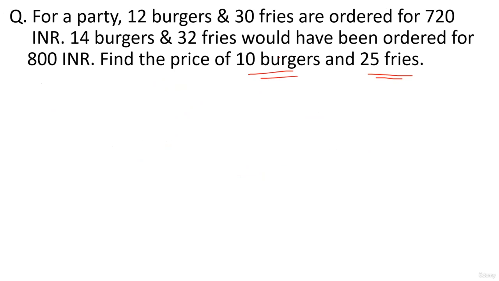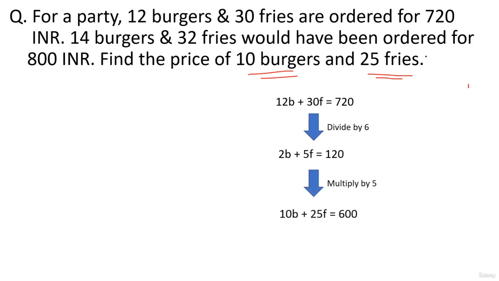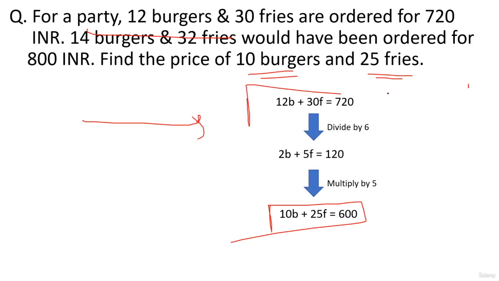So similarly, how do we solve this question? We observe that 12 burgers and 30 fries cost rupees 720. We divide the whole equation by 6, and you get 2 burgers and 5 fries for rupees 120. Multiply by 5: 10 burgers and 25 fries cost rupees 600. You don't even need to use the second condition here. Only the first equation suffices.